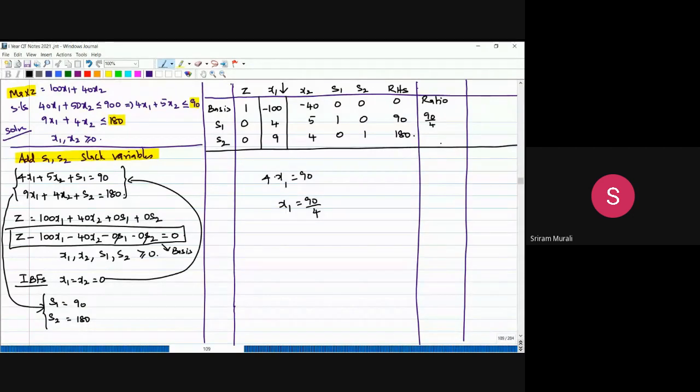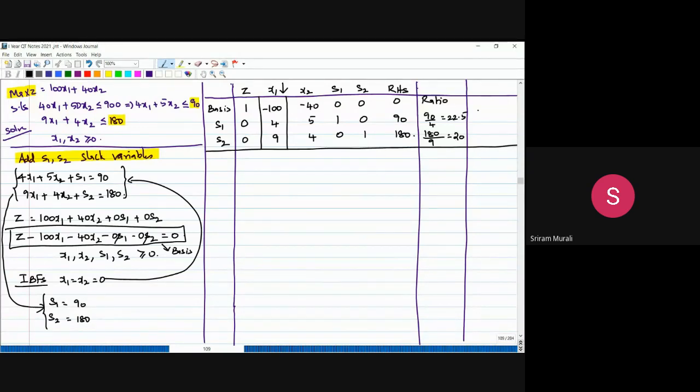In the same way, if 9 units of x1 is equal to 180, for 1 unit it is equal to 20. So this is 180 divided by 9. This is what I said: right hand side divided by the respective key column element. This is a standard procedure, not only for this problem, but for any problem in the simplex method. So this is equal to 20, and 90 by 4 is 22.5.